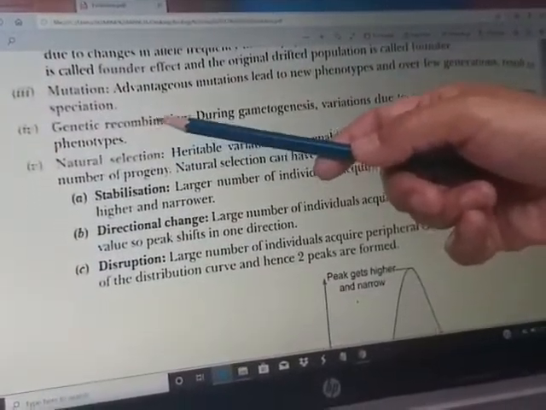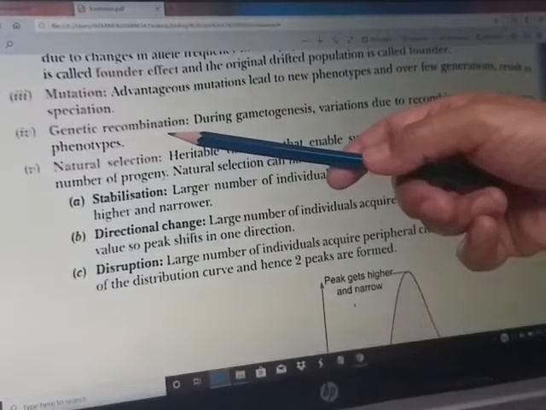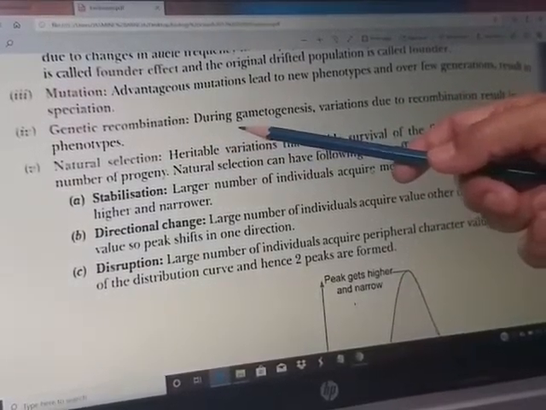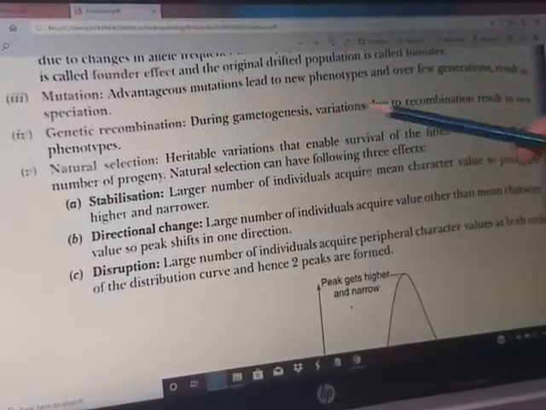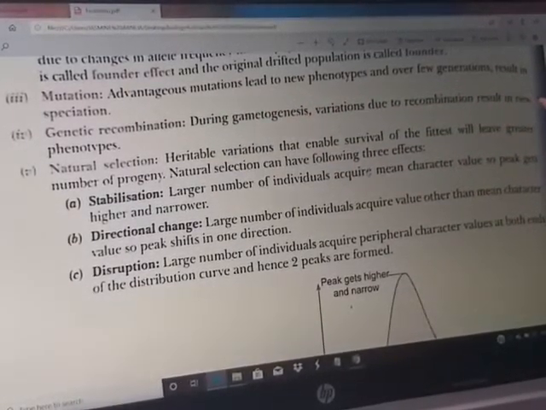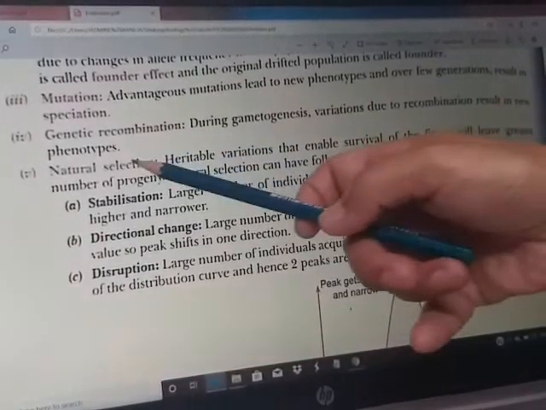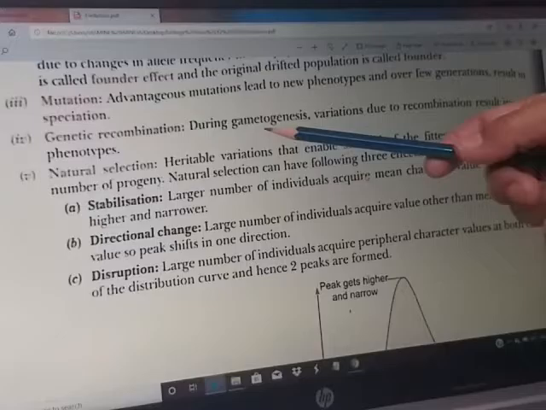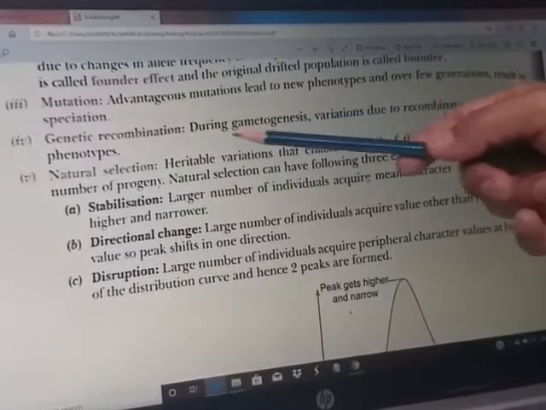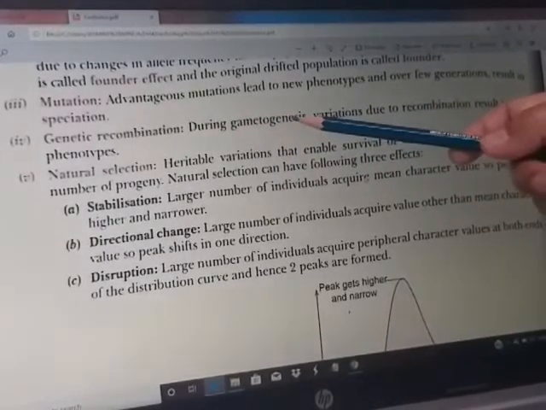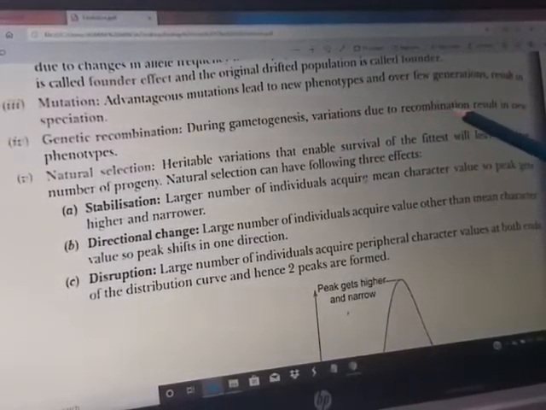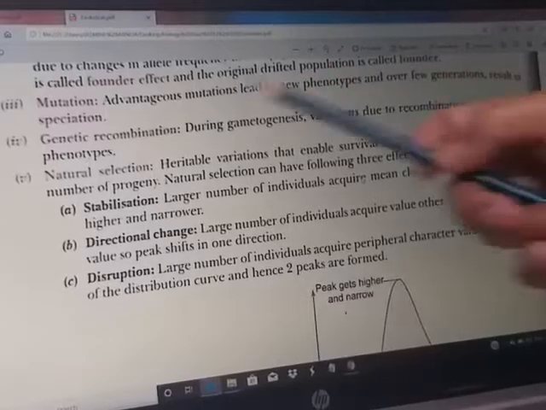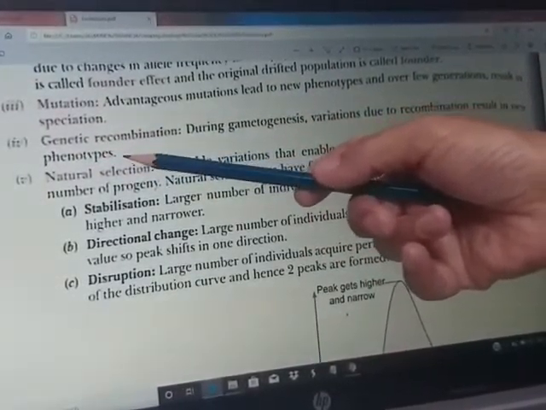Next is genetic recombination. This is a natural process of sexual reproduction. Here, during gametogenesis, variations due to recombination result in new phenotypes. Because we know during sexual reproduction, first the gametes are formed, and that is why it is written during gametogenesis. So, when the gametes fuse, there will be a new combination and there will be new phenotypes.